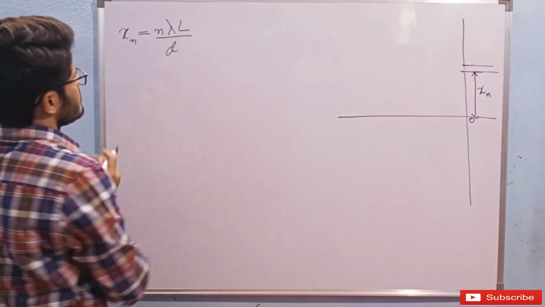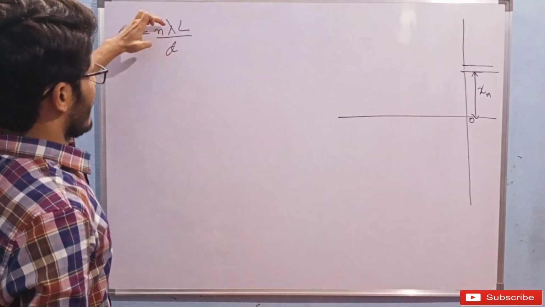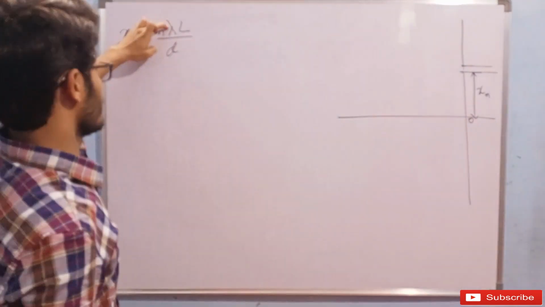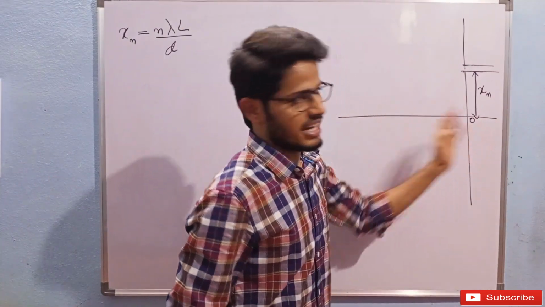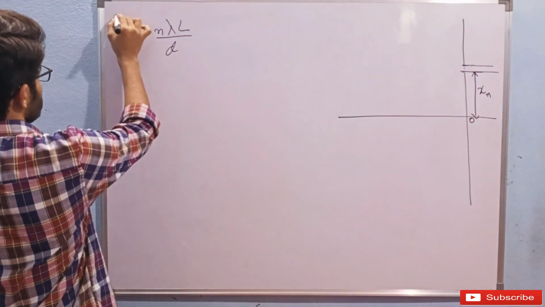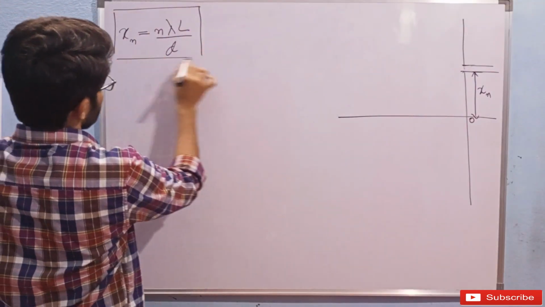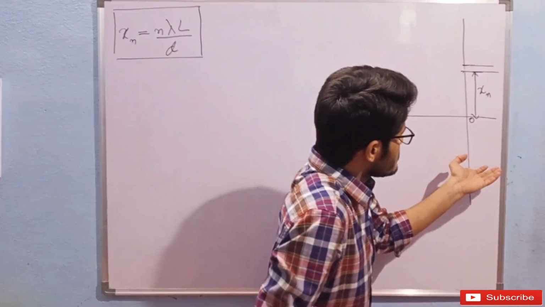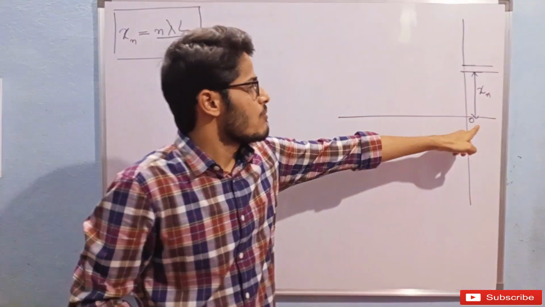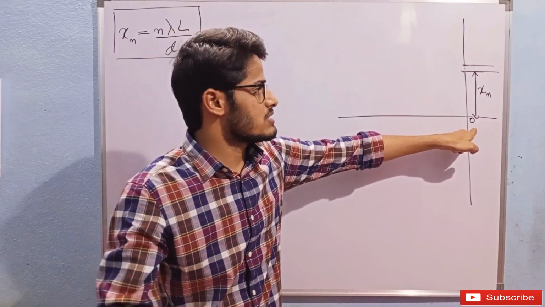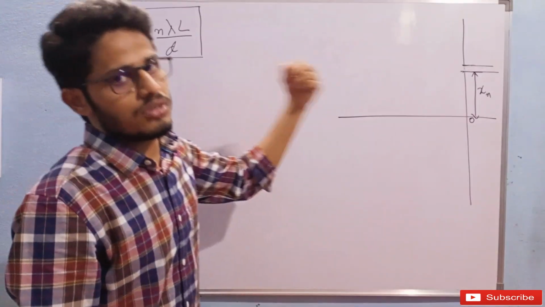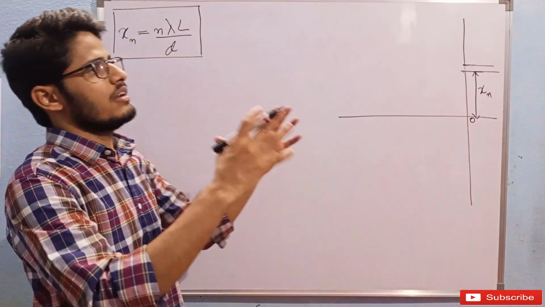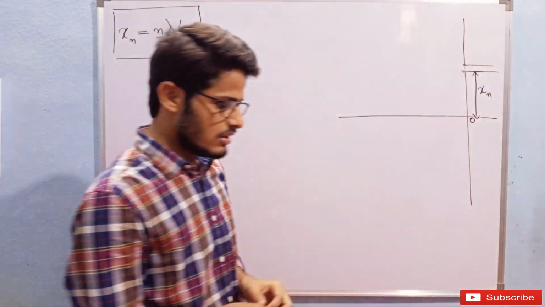L by d. Okay, where d is the distance between sources, and lambda is the wavelength of light which we are using, the monochromatic light source, and L is the distance from slits to the final screen. So with this equation, we can find out the distance of any bright fringe from O. If you want the second bright distance from O, put n equal to 2, you'll get it. 3, 4, 5, likewise any bright you can find out.